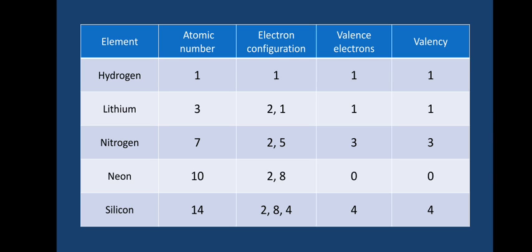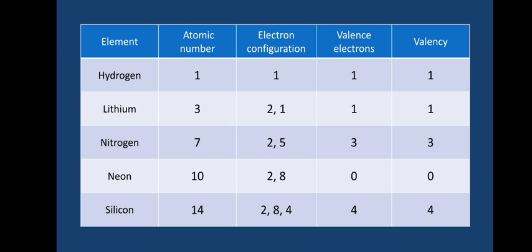Nitrogen, its atomic number is 7, its electronic configuration is 2, 5. Now I told you if the number of valence electrons is more than 4, then you have to subtract it from 8. So 8 minus 5 is equal to 3. Here the number of valence electrons will be 5 in the table, it's not properly written. You please correct it. Valence electrons is 5, but valency is 3.